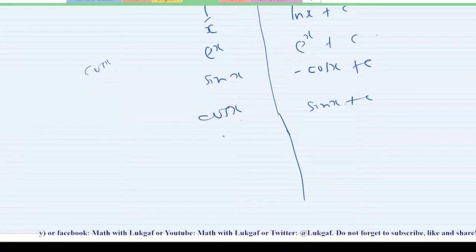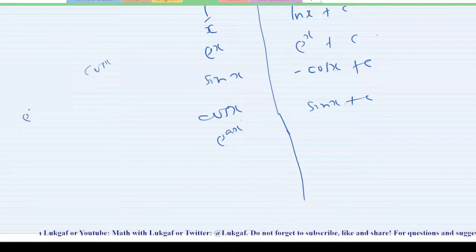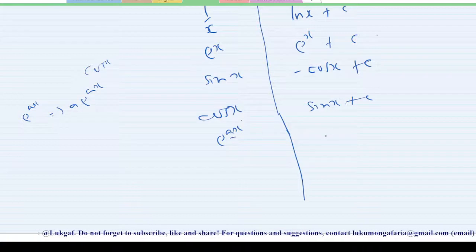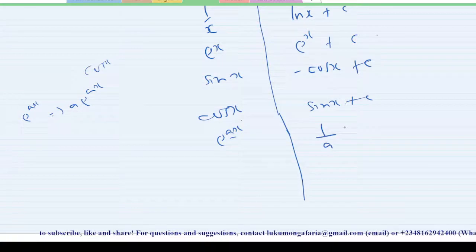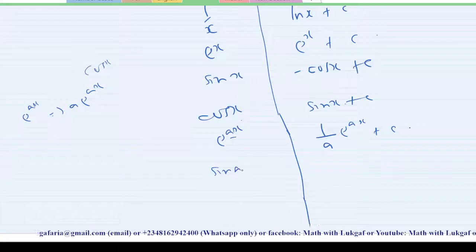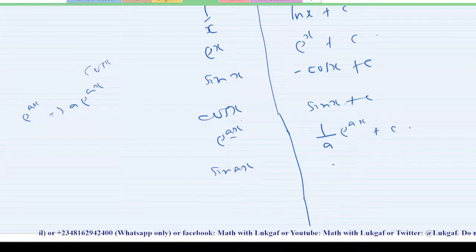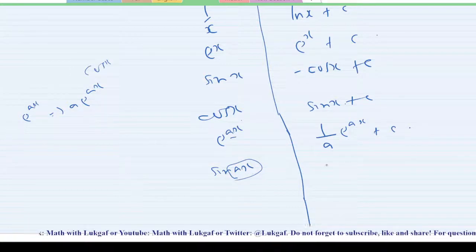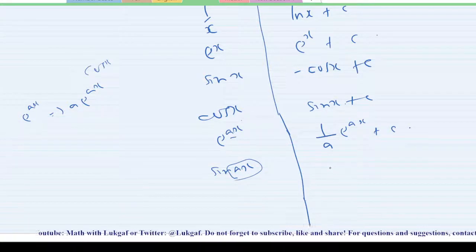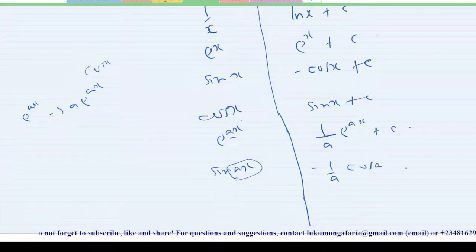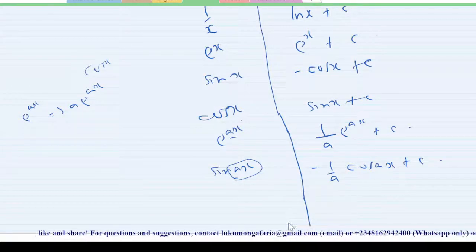But in general, e raised to power ax: remember when you differentiate e raised to power ax, it gives you a e raised to power ax. But if you integrate it, you are going to put 1 over a e raised to power ax plus c. I'm going to explain in the next video how we obtain this. Likewise, sin ax. You are not going to put it as a product, but as a quotient. That's going to give you 1 over a cos ax plus c. I'm going to explain why we have that.